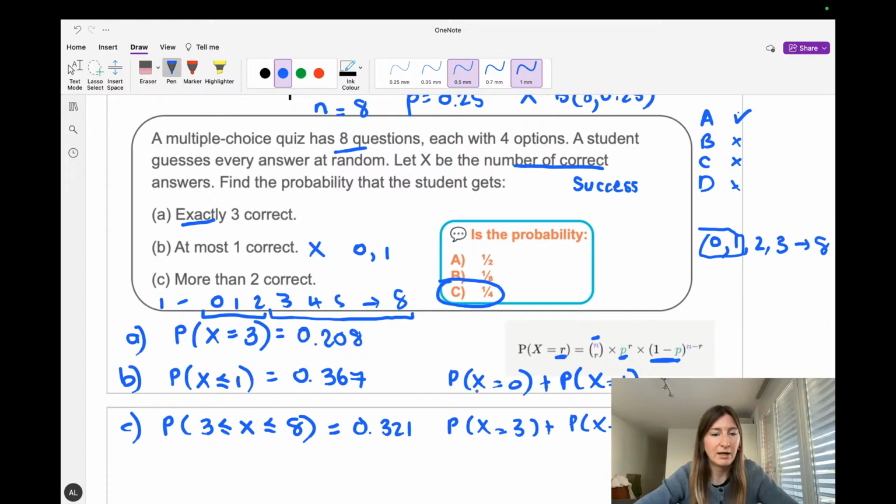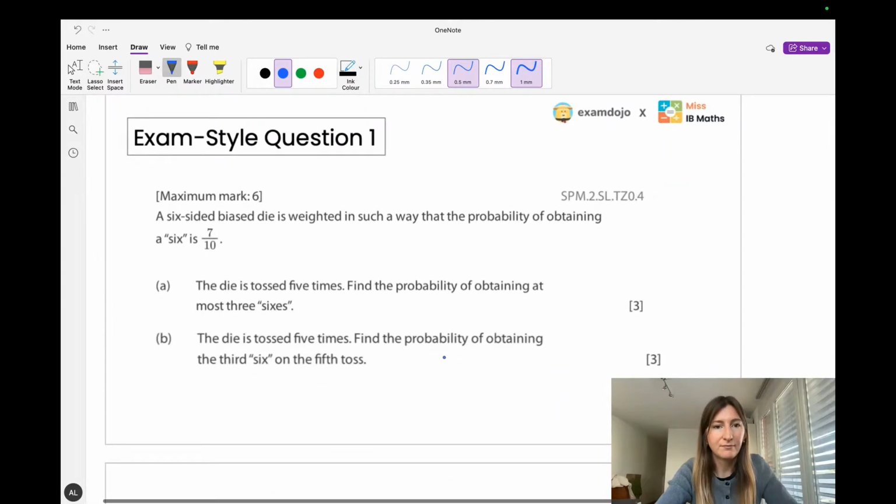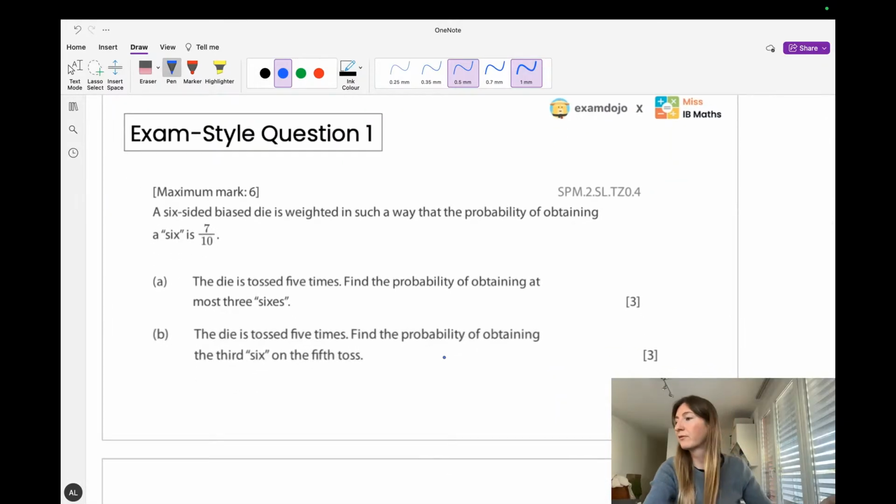And that's also why in exams you're most often, or almost always, going to be asked to use your calculator, because that saves a lot of time and effort. All right. Let's go on to our first exam style question.